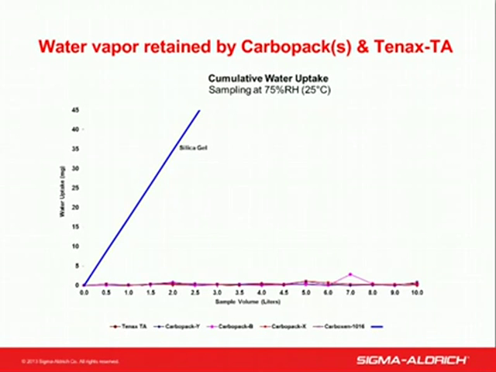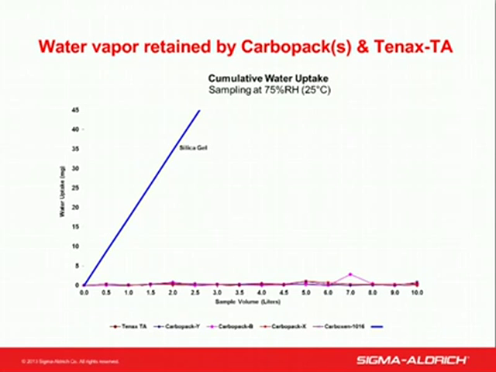So how much water is retained by Carbopacks and Tenax during sampling? In this experiment, we packed a heated zone of glass tubes with the same volume of each adsorbent, conditioned them, then subjected them to an atmosphere where the relative humidity was 75% and the absolute humidity was 17 milligrams per liter at 25 degrees C. This chart illustrates how much water is retained by a few Carbopack and Tenax TA and a newer carbon molecular sieve called Carboxen 1016.